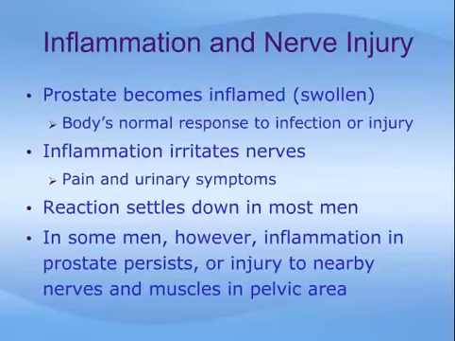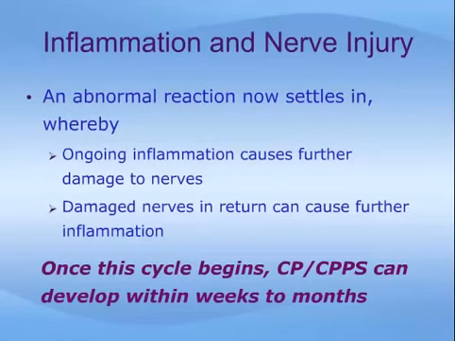In most men, this reaction settles down. However, in some men, the inflammation in the prostate persists, or injury to nearby nerves in the pelvic area causes damage. A vicious cycle now settles in, whereby ongoing inflammation causes further damage to nerves, and damaged nerves in return can cause further inflammation. Once this cycle begins, chronic prostatitis can develop within weeks to months.